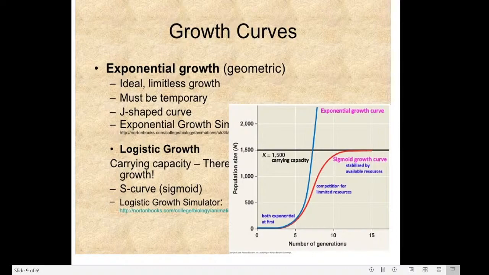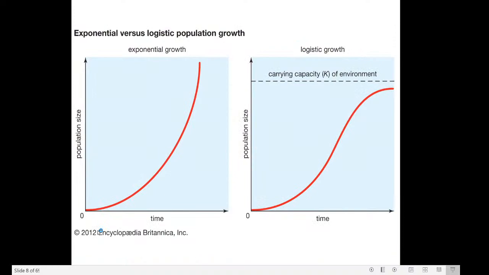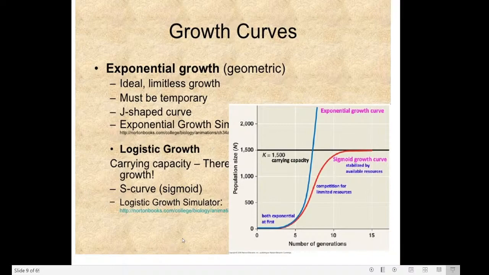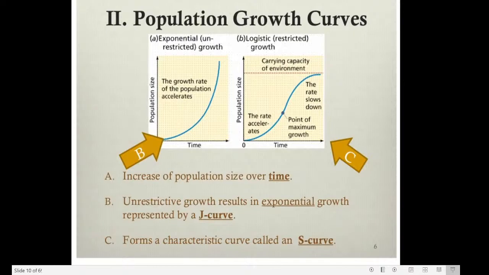And the curves are J shaped and S shaped. The J shaped curve looks like a J, right? This J shape is an exponential curve. The other is called the logistic curve. This is one of their short forms. It's also the same thing.